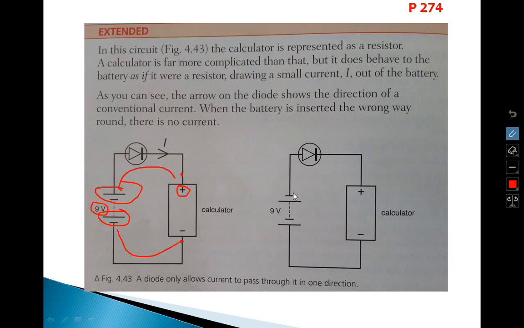If we swap the batteries, changing positive with minus, so the minus one is connected with the plus one, and the minus point here is connected with the positive, there is no current moving through the circuit. This power supply is not able to push current through the circuit because the connection is not correct. This one is the wrong connection. This one is the correct one.